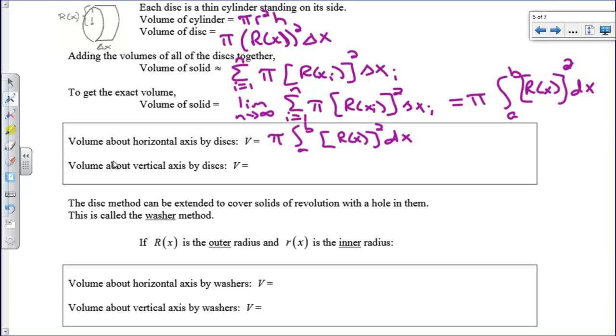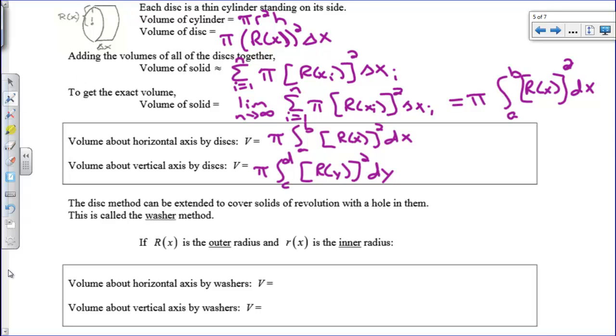Now if we are going around a vertical axis of revolution and our representative rectangles are going to be horizontal, then we're going to have pi times the integral from c to d. These are going to be y values, of our radius in terms of y squared dy.